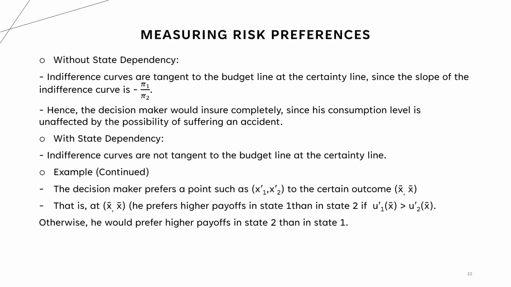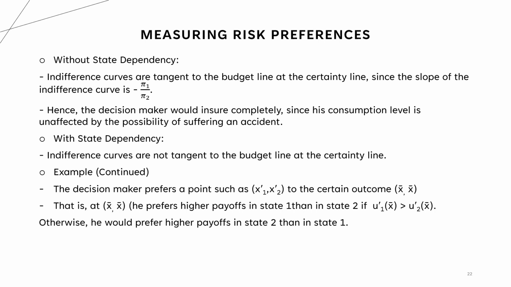So this slide explains what happens with and without the state dependency. If we start without state dependency, when the utility doesn't depend on the state of nature, the indifference curve is tangent to the budget line at the certainty line. Here we can see the slope of the curve, which is negative, and the decision maker would insure completely because the utility level does not change regardless of an accident occurring.